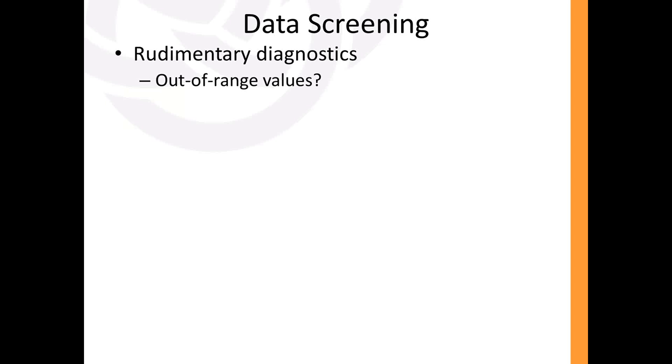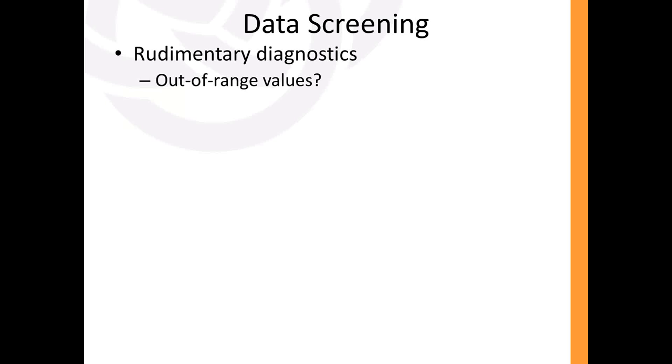So the very first thing that you would do is do a sort of rudimentary run-through of the data looking for out-of-range values. So this is particularly important if you have something like hand-coded data. If you have 100 participants who all filled out paper versions of a 20-item questionnaire, it's inevitable that you're going to make a mistake here and there.